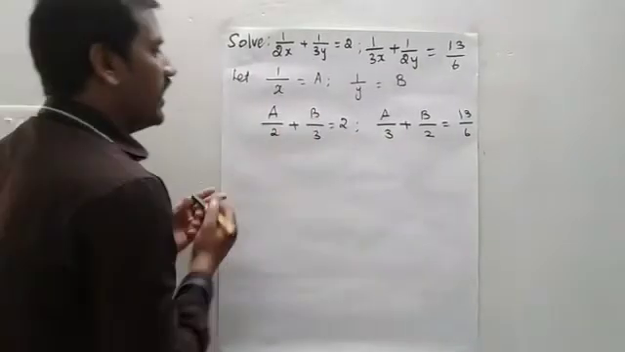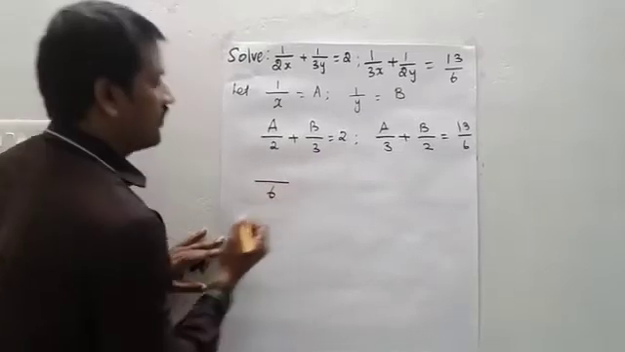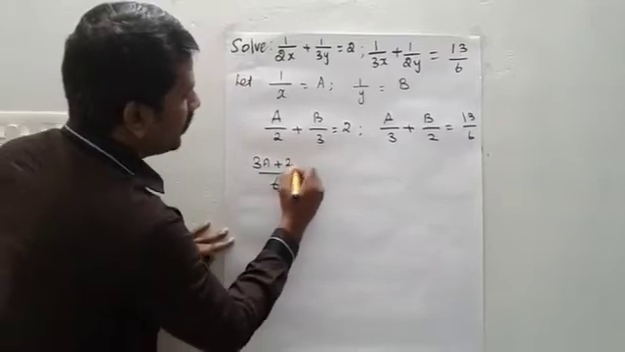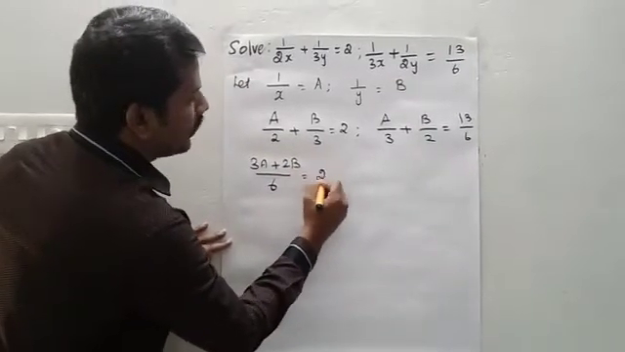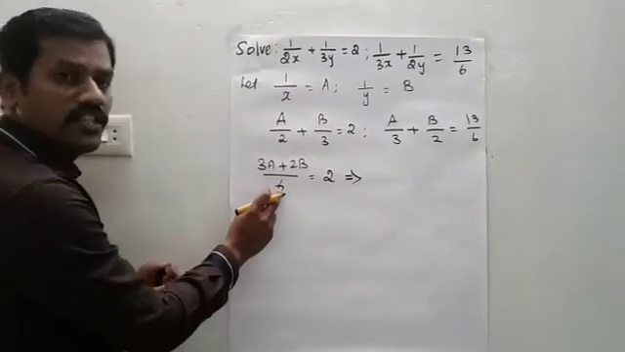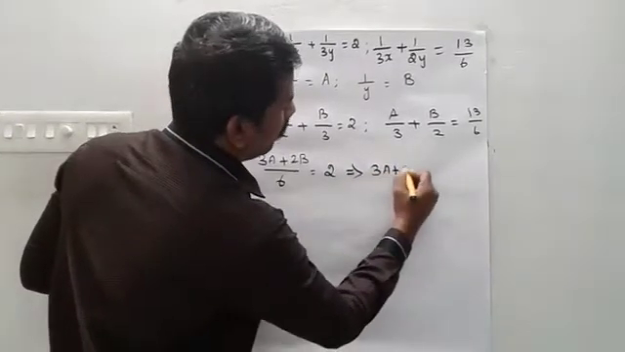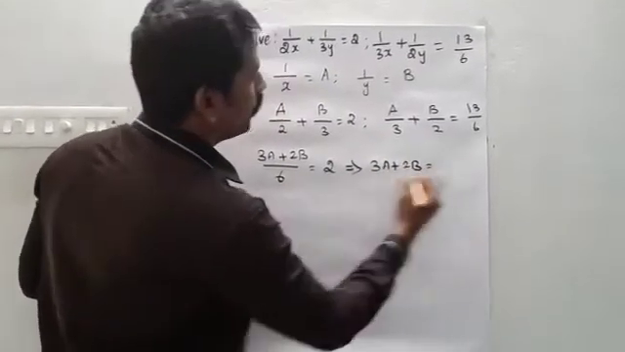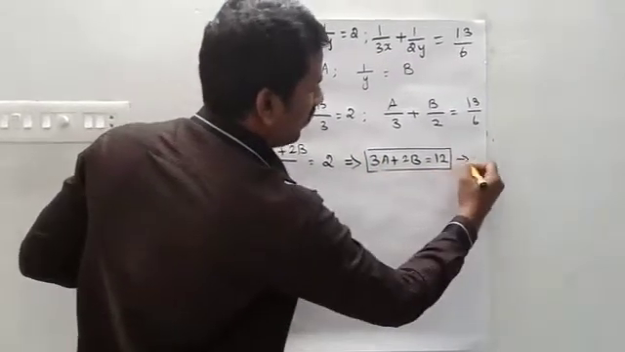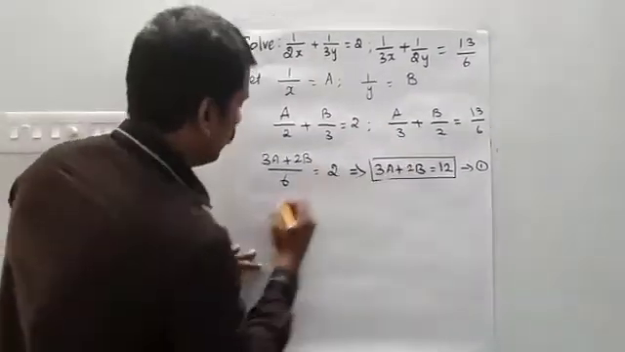Now we will take LCM. See this LCM: 2 3's are 6. So 3 into A, 3A, plus 2 into B, 2B, is equal to, already 2 is there, so this division 6 comes and multiplies. So 3A plus 2B is equal to 2 6's are 12. It is my first equation. Understood? Good.